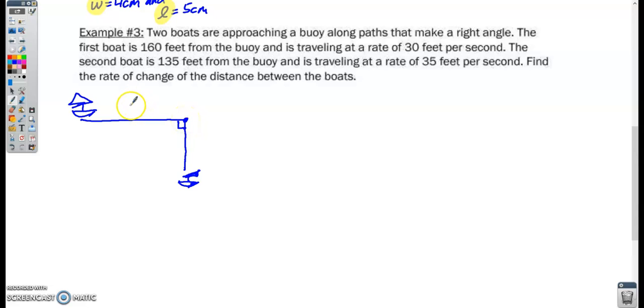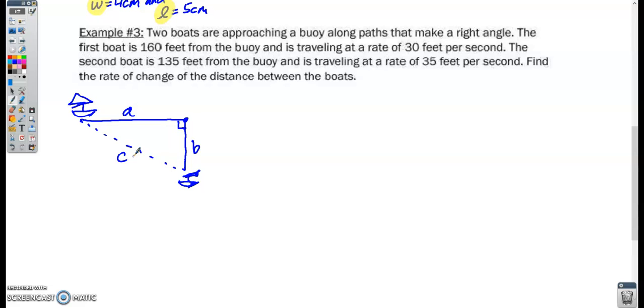Okay, let's let A stand for the distance that the first boat is from the buoy, and B stand for the distance that the second boat is from the buoy, and then we have this imaginary line here, which is the distance between the two boats, which I'm going to use C to represent. And so there's my picture. I've drawn a picture, and I've named the variables that are in the picture. Now I'm going to write down the numerical information in this problem.